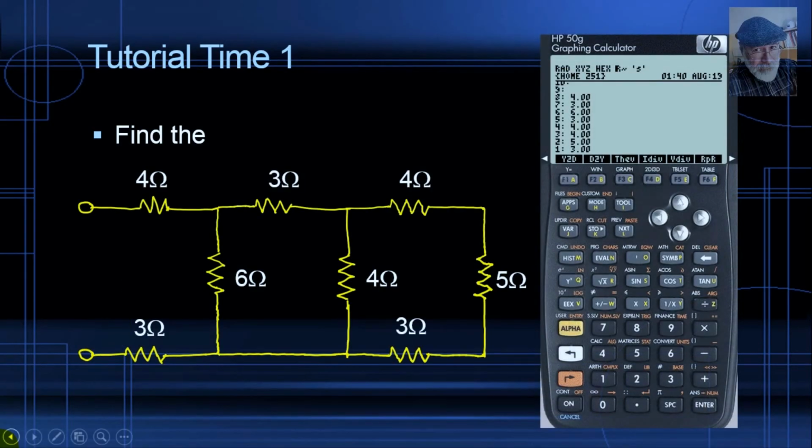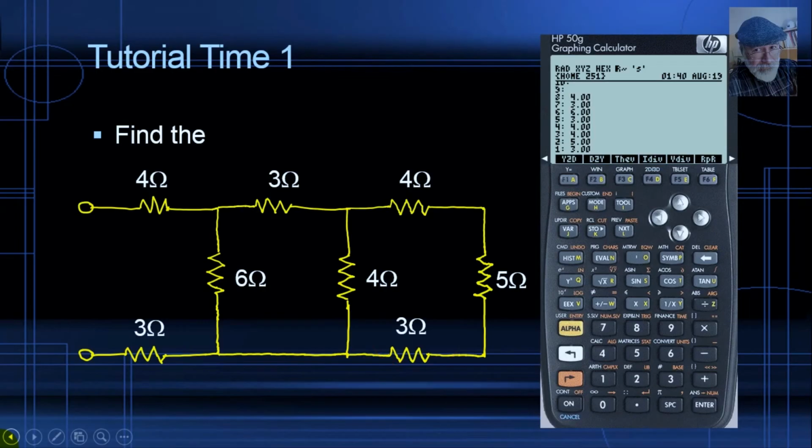Let's repeat this exercise now using the graphic calculator HP50G, whose emulator you can download for free from the internet as I describe in the following slide. What I have done is enter in the calculator all of the resistances starting from the left. You see 4, 3, 6, 3, 4, 4, 5, and 3. All of the numbers are there.